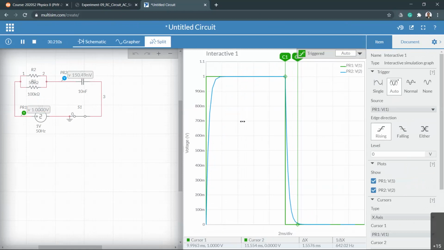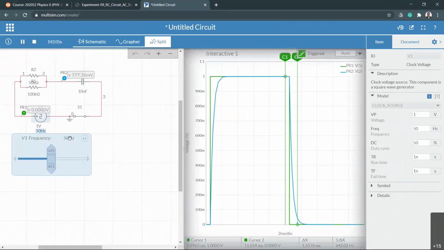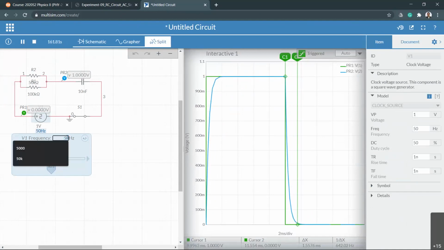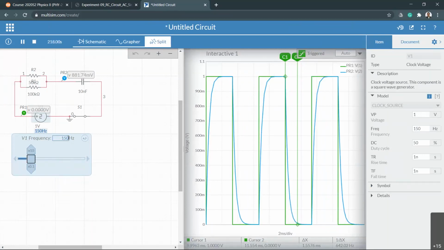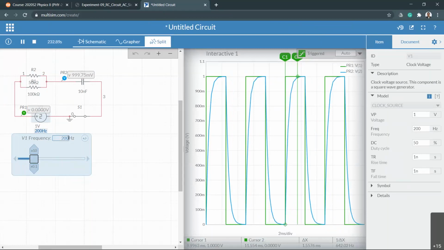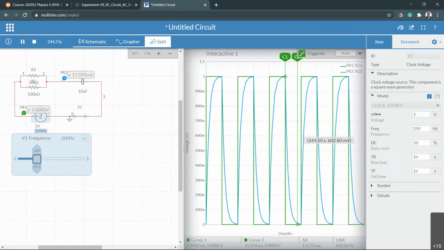Now you can see it's charging and looks nice, but the curve is not visible on the charging side. See, it reaches the maximum voltage immediately, right? So I have to change this frequency. Let's increase the frequency a little bit. Change that to maybe 100 and see how the curve is. It's a little bit visible, but not enough. Try 150, then maybe 200. Better. 250. Much better, right?